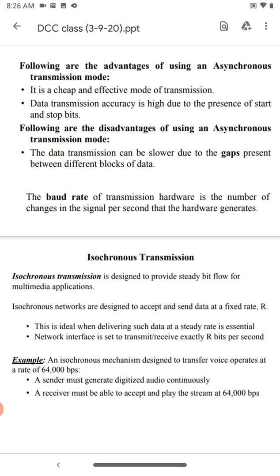For example, the isochronous mechanism designed to transfer voice operates at the rate of 64,000 bits per second, because this type of transmission is used, isochronous transmission. Here the sender must generate digitized audio continuously. The receiver must be able to accept and play the stream of 64,000 bits per second. So these are the types of data transmission modes.